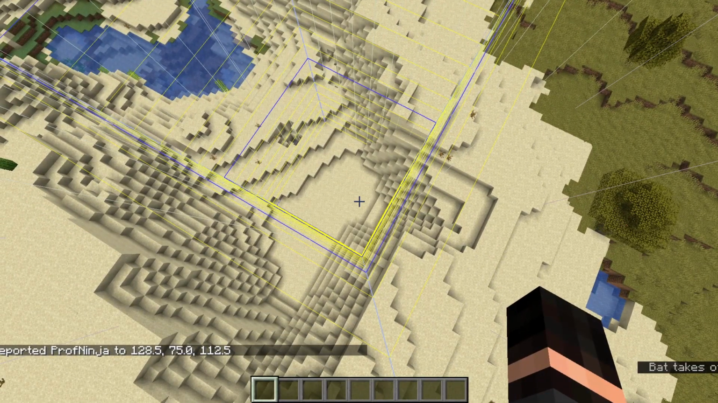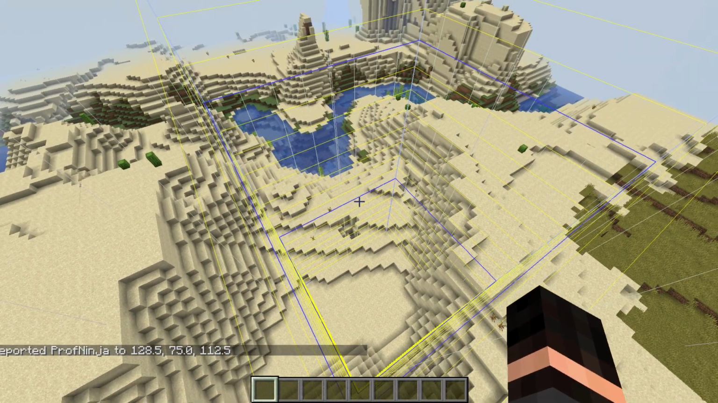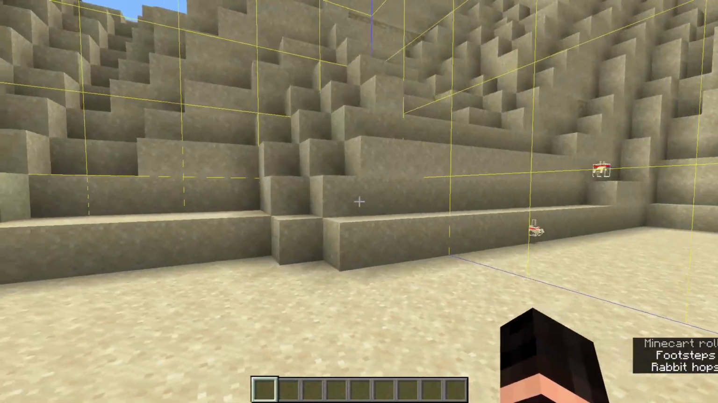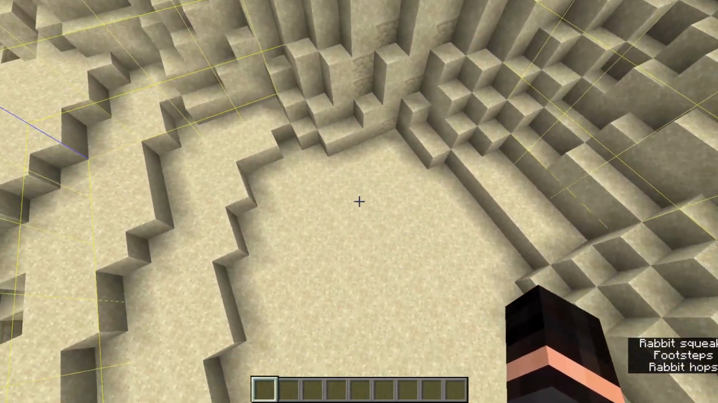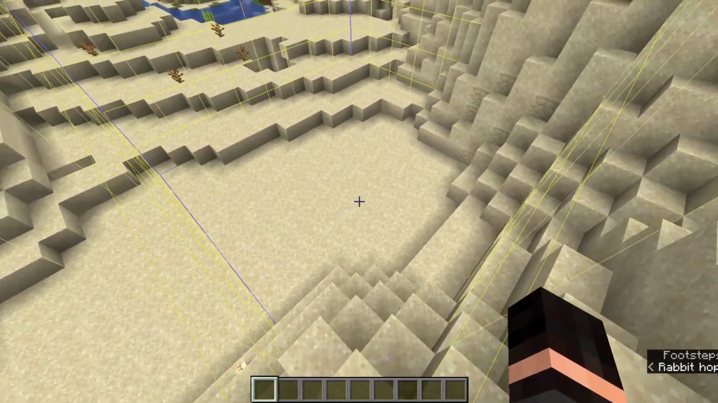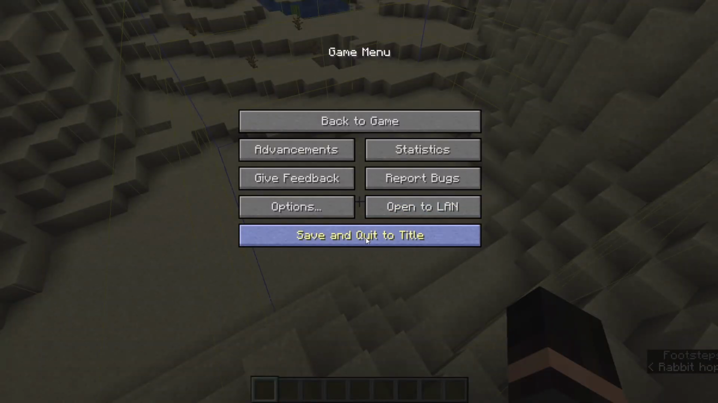All right, yeah, this is a failure. This is the chunk. Yeah, but that's a big hill. Desert hill. What's a desert hill? Where was it supposed to spawn in this chunk? I'm not keeping track of that. Maybe I should keep track of that.